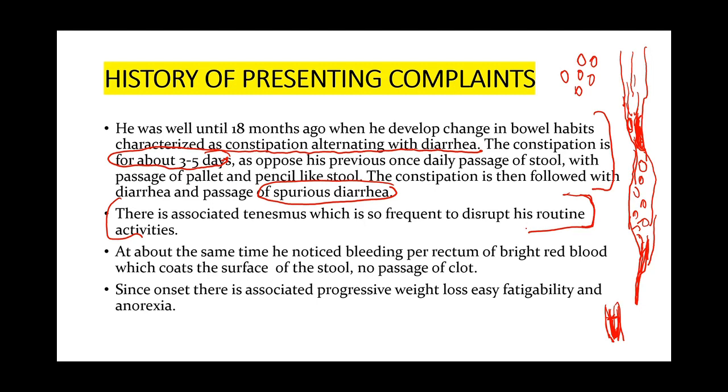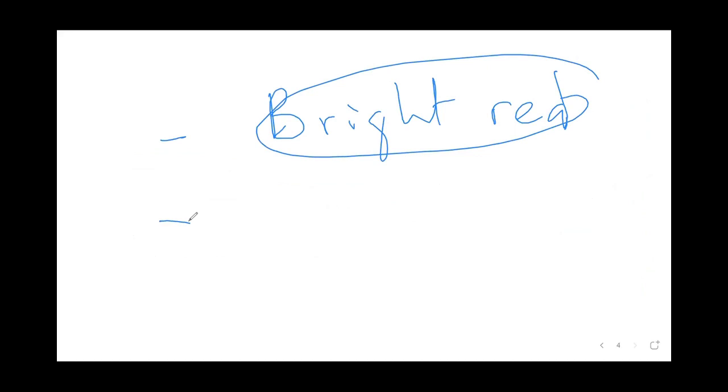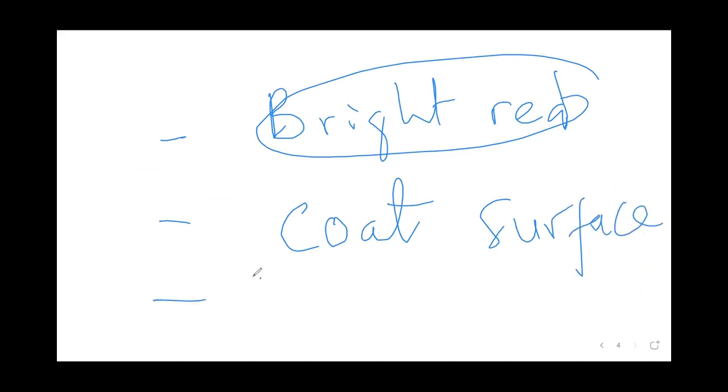Now, at about the same time, he noticed bleeding per rectum of bright red blood, which coats the surface of the stool. No passage of clot. There are three important statements here. One, this bleeding is bright red. Two, it coats the surface of the stool, and no clot.